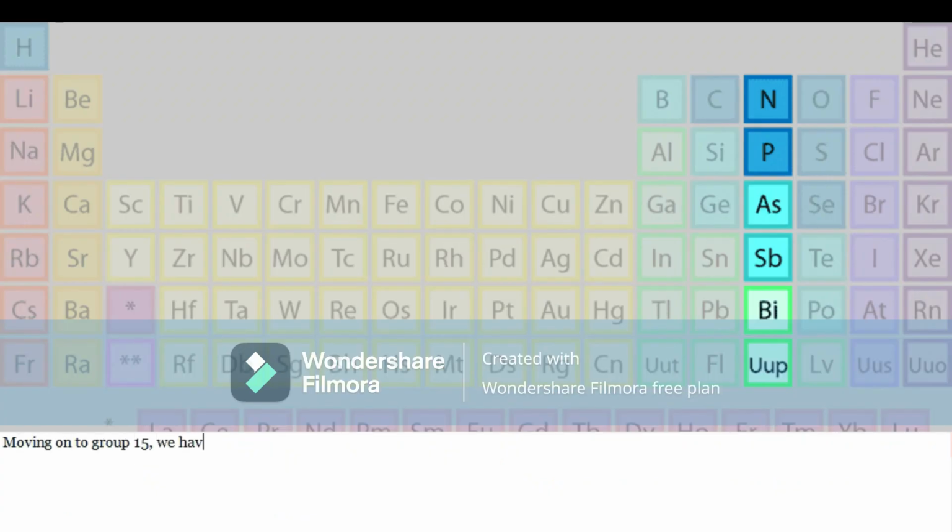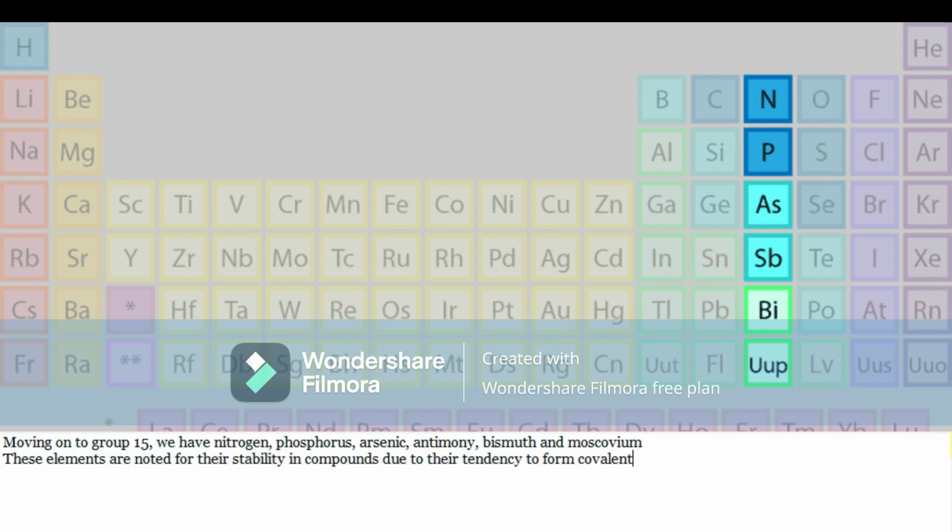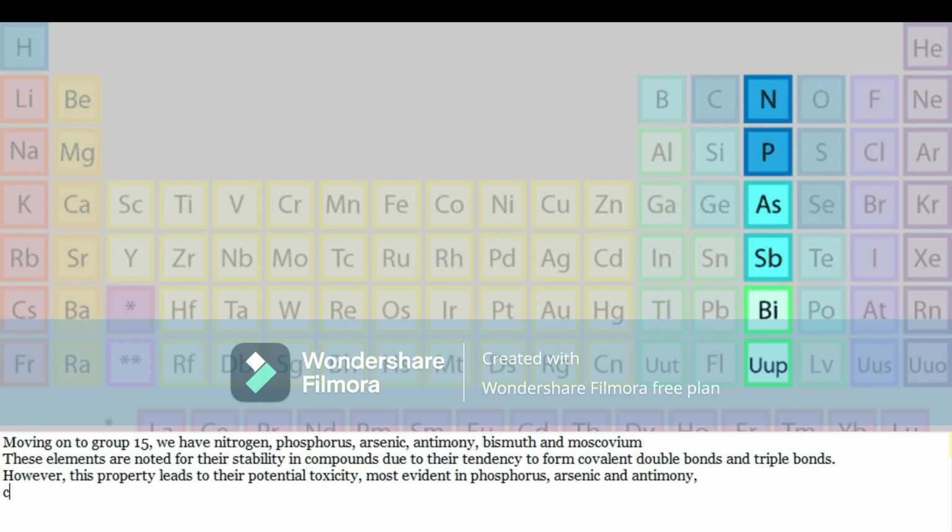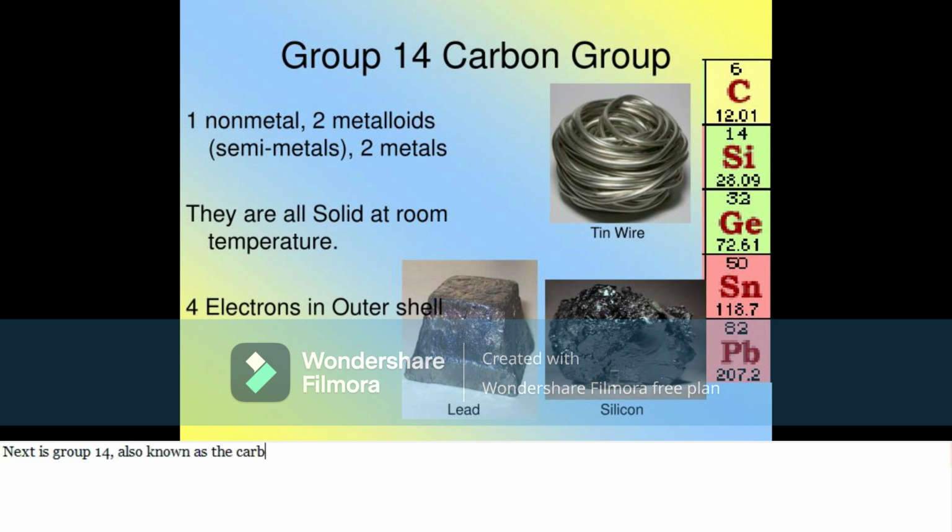Moving on to group 15, we have nitrogen, phosphorus, arsenic, antimony, bismuth, and moscovium. These elements are noted for their stability in compounds due to their tendency to form covalent double bonds and triple bonds. However, this property leads to their potential toxicity, most evident in phosphorus, arsenic, and antimony, creating strong free radicals that accumulate and damage organs. While the chalcogens usually form the -2 oxidation state, group 15 elements, also known as pnictogens, usually form the -3 oxidation state. Next is group 14, also known as the carbon group.